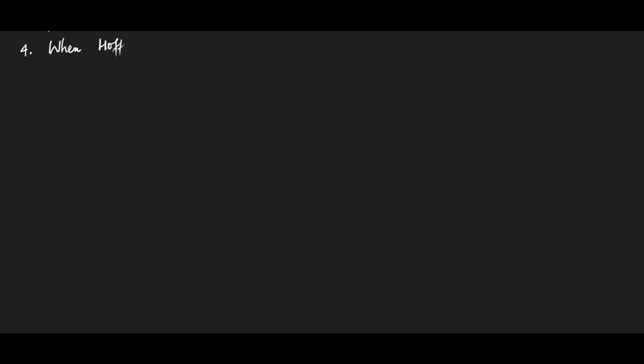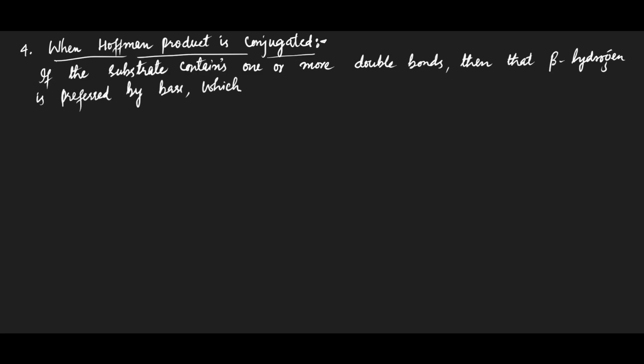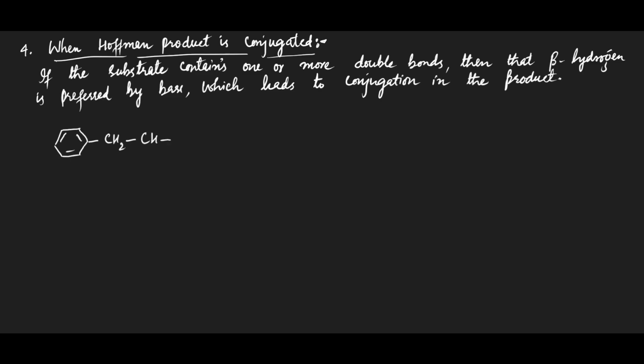The fourth condition favoring Hofmann product is when it is conjugated. If the substrate contains one or more double bonds, then that beta hydrogen is preferred by base, which leads to conjugation in the product. Consider this alkyl bromide substrate.